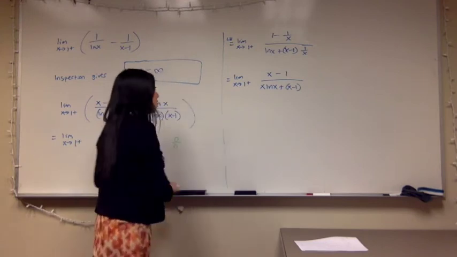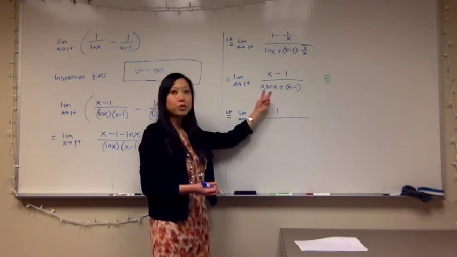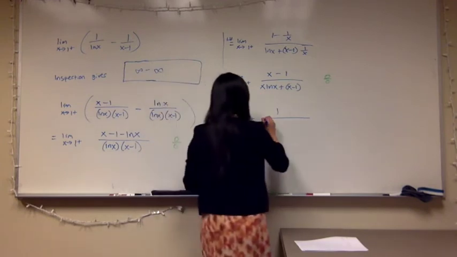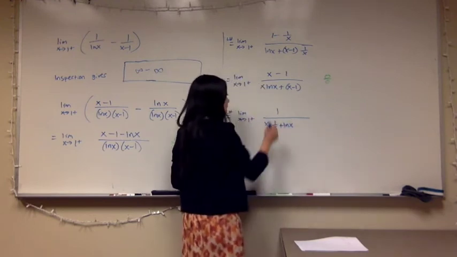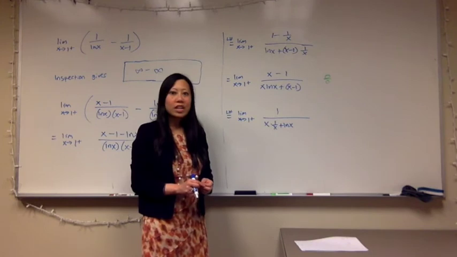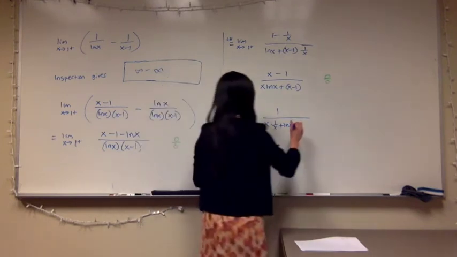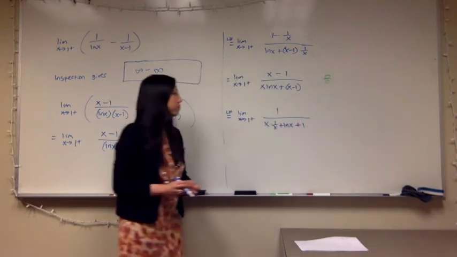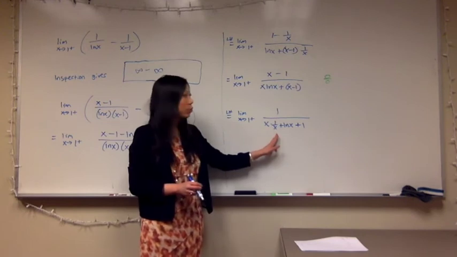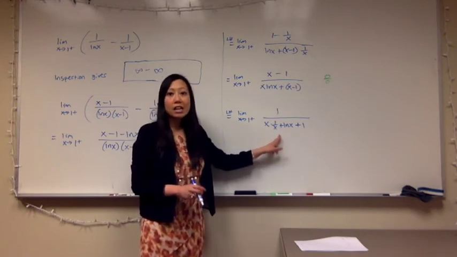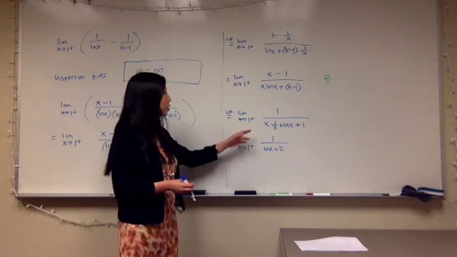Now if I try inspection again, I get 0 over 0, so I go ahead and apply L'Hopital again. I take the derivative of the top, which is 1. I take the derivative of the bottom, I have to do product rule again. x times 1 over x plus ln x times 1, that's by product rule, and then I add the derivative of x minus 1, which is just plus 1. That simplifies, x times 1 over x simplifies to 1, so in the bottom I'm left with ln x plus 2.